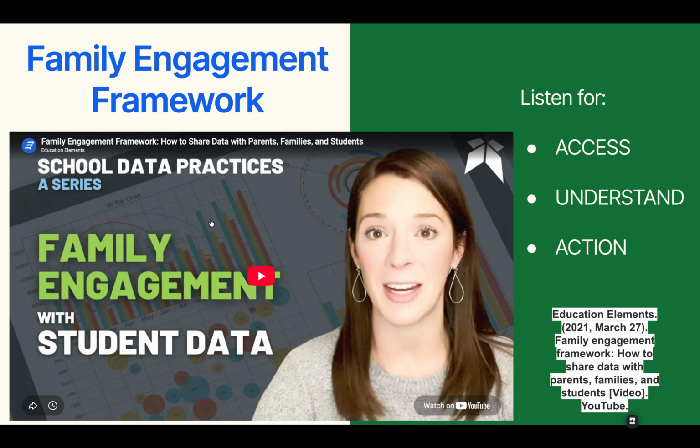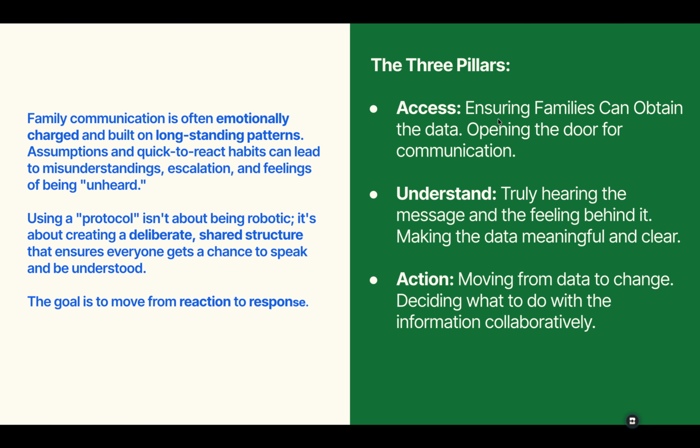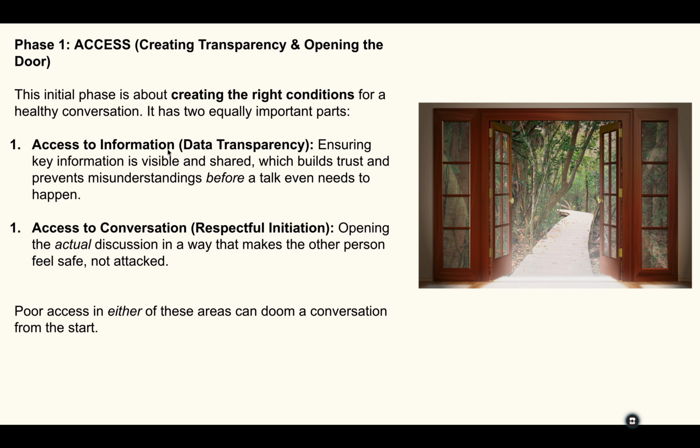Now, this video is really important. This video gives you a framework for family engagement. That's access, understand, action. And this is directly related to the discussion. So in this video, you're going to listen for access, understand, and action. And what do these mean? So the first thing we want to do is access, right? Access is transparency. It's opening the door for communication.